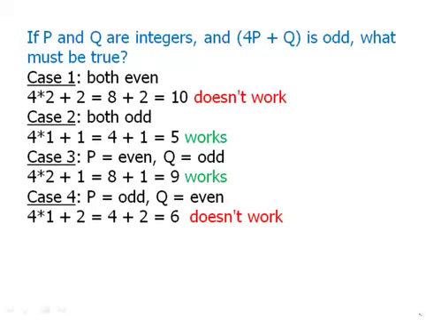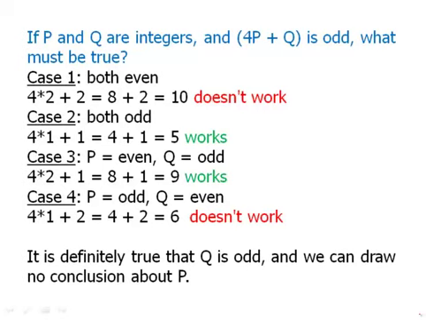That doesn't work. So what exactly is the pattern here? Notice that the cases that work are the cases where q is odd. If q is odd, then the expression is odd. And if q is even, then the expression doesn't work. So the conclusion that we can draw definitely is q is odd, and we really can't draw anything about p. It is definitely true that q is odd, and we can draw no conclusion about p.